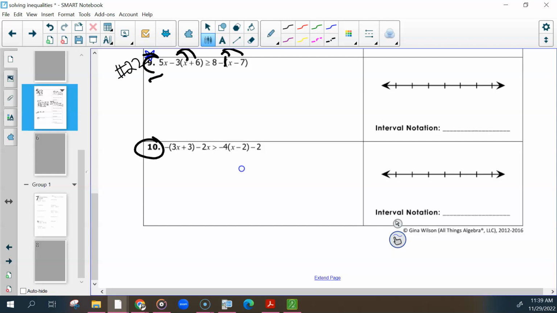So that we have 5x minus 3x minus 18 is greater than or equal to 8 minus x plus 7. Double check your math. Double check your signs. Combine like terms on the same side. So here we have 5x and negative 3x. Here we have 8 and 7.